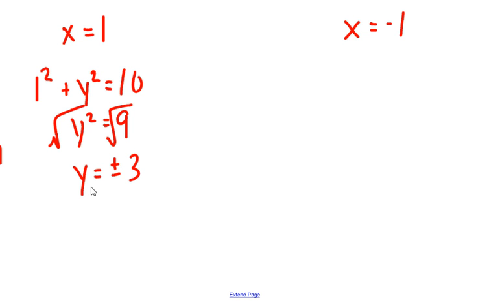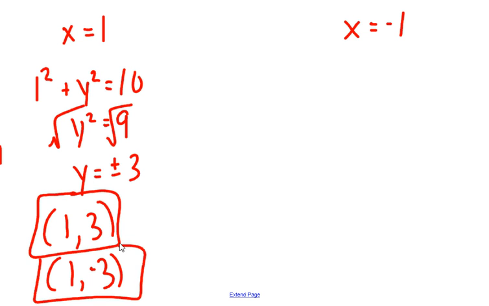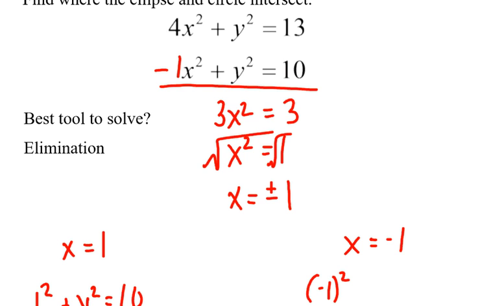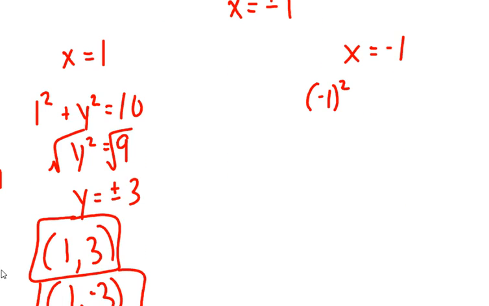So actually this produced two more answers. So when x is 1, y could be a 3, or when x is 1, y could be a negative 3. So I get two answers out of that point. Over here, if I put negative 1 in for x, and I'm using the bottom equation, you could use the top, it would turn out you'd get the same value. Negative 1 squared plus y squared equals 10.